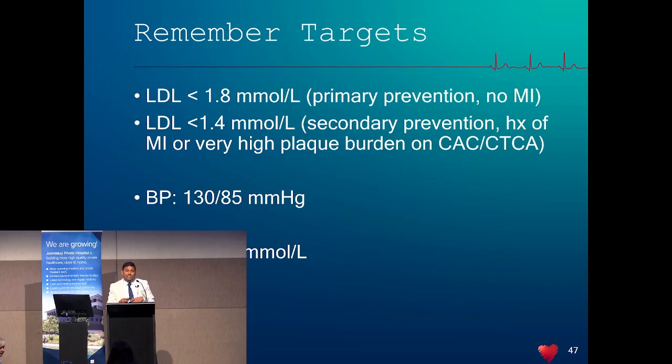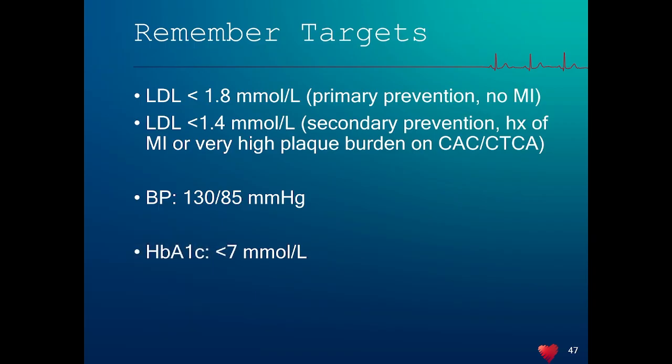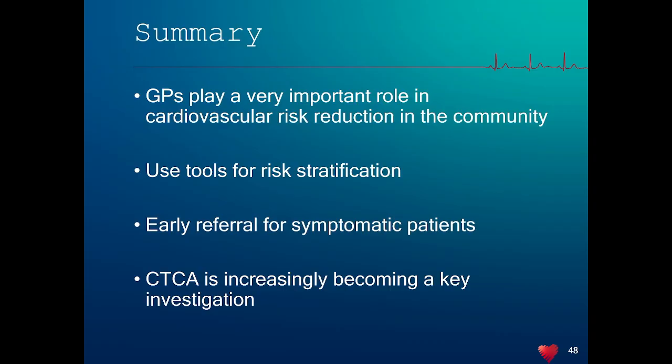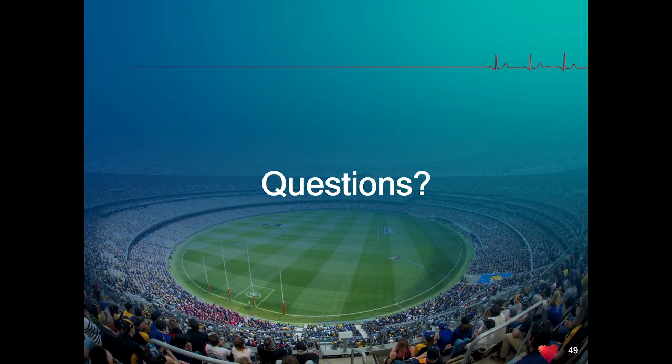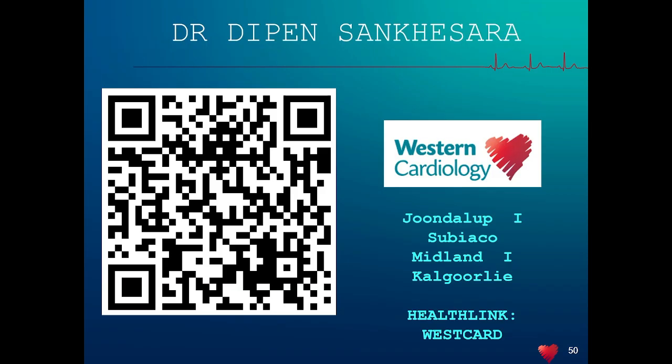Just brief slides, which I'm very sure you all know of. What are the current targets for lipid lowering, for blood pressure, for HbA1c? It's essentially the cardiovascular risk profile. So in summary, you all play a very important role in cardiovascular risk reduction in the community. There are tools available for risk stratification, early referral for symptomatic patients is critical, and CTCA is increasingly becoming a key investigation. Open for any questions.